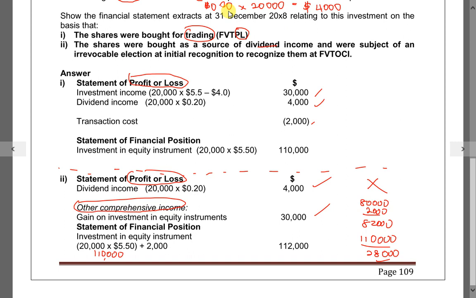You see, 80. The correct one is 80. And it went up to 110. So the increase is 30. Correct? Buy 80. Now it's 110. So up 30. So the increase or decrease doesn't include the transaction cost. After that, only then you add your transaction cost. 112.